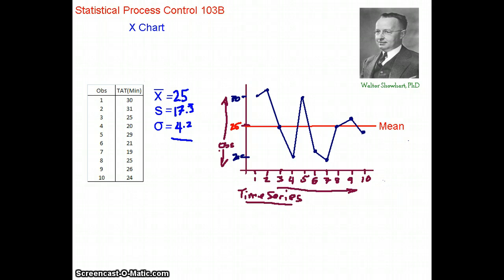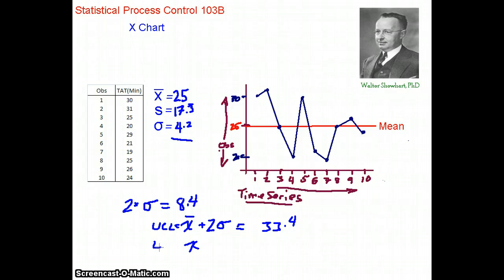Okay, so how can we use our data that we've derived for our turnaround time to make a similar chart? Well, for reasons that will be made clear in future lectures, we're just going to pick 2 times sigma as our control limits. So 2 times sigma would be equal to 8.4. Our upper control limit is going to be x bar plus 2 sigma, which is equal to 25 plus 8.4, which would be 33.4. And our lower control limit is going to be equal to x bar minus 2 sigma, which would be equal to 16.6.